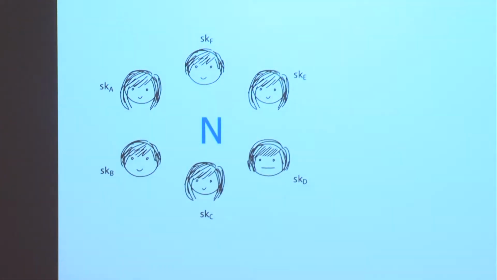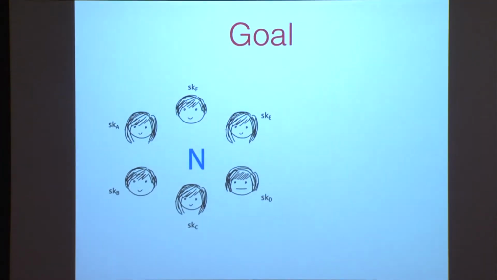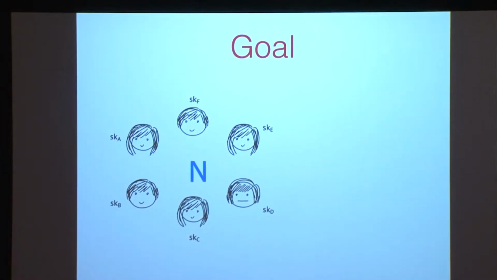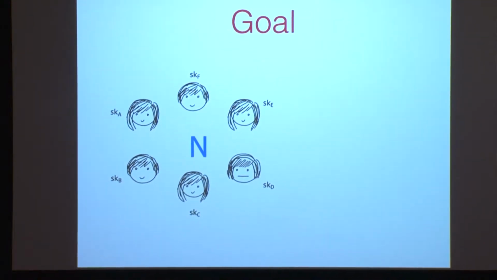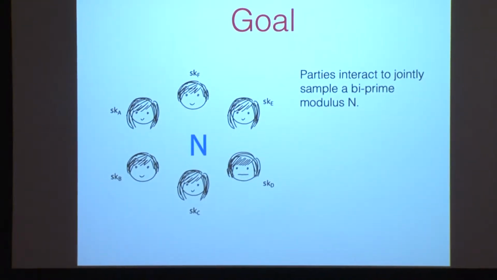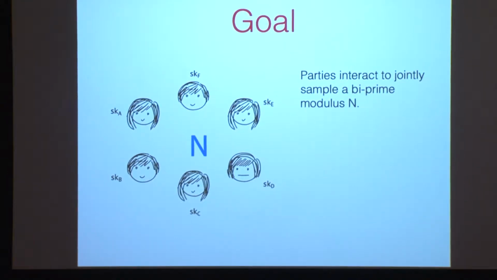So what's the goal? We've heard a lot about VDFs, like RSA-based VDFs. We want to compute an RSA modulus n using an MPC. The parties are going to interact, and they're going to compute a biprime n, meaning n, a product of two primes. The secret key is basically the factors. You don't want to reveal these factors, otherwise the security of all the systems that we want to base on this modulus is going to go out of the window.